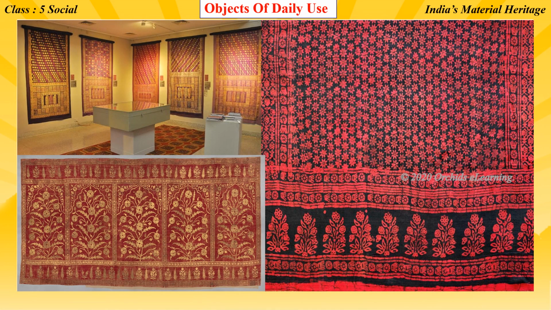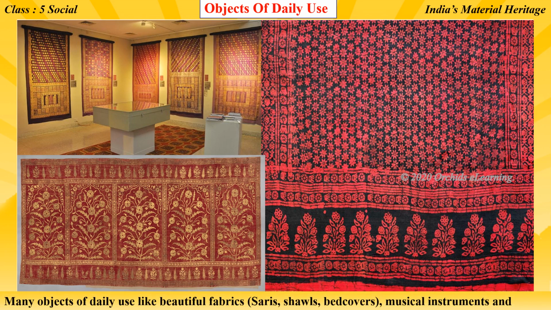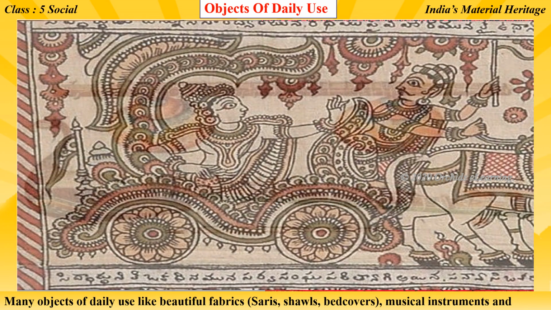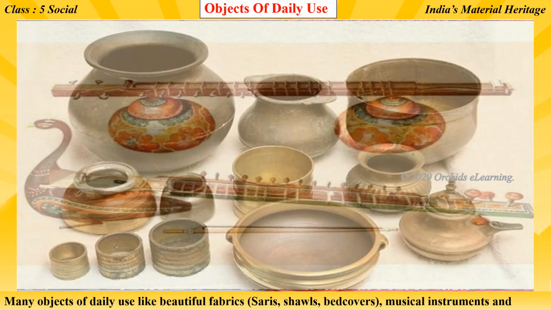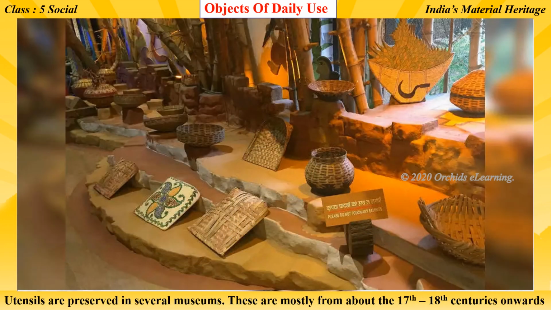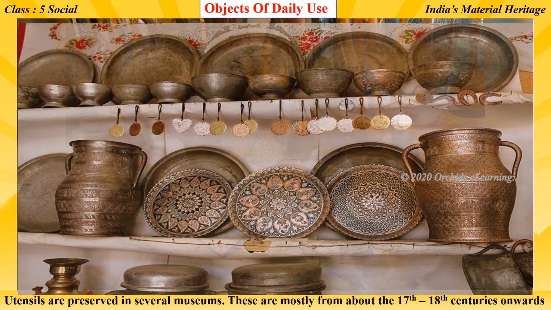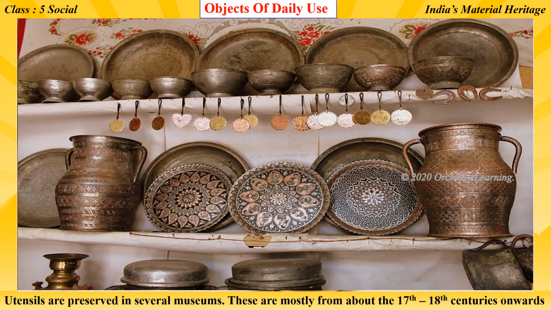Objects of daily use. Many objects of daily use like beautiful fabrics, saris, shawls, bed covers, musical instruments, and utensils are preserved in several museums. These are mostly from about the 17th to 18th centuries onwards.